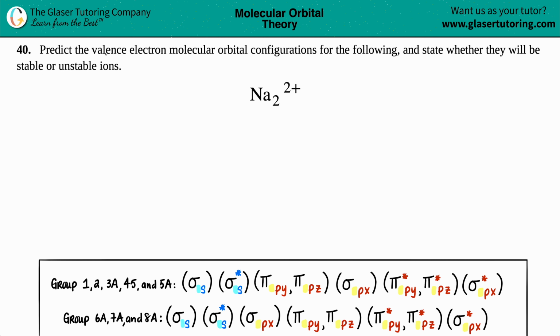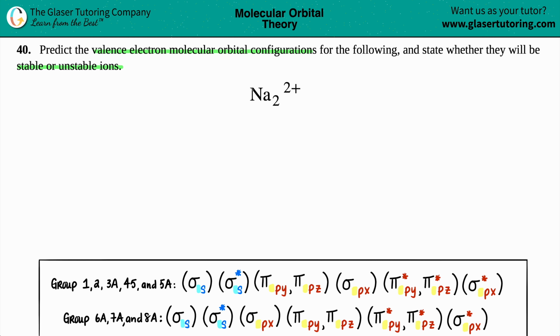40. Predict the valence electron molecular orbital configurations for the following ions and state whether they would be stable or unstable. Okay, so we have our molecule here. We have Na2+. Now, in this case, we have to determine what the valence electron molecular orbital configuration would be. And in order to do this, first things first is we just have to find out how many valence electrons are we working with here.